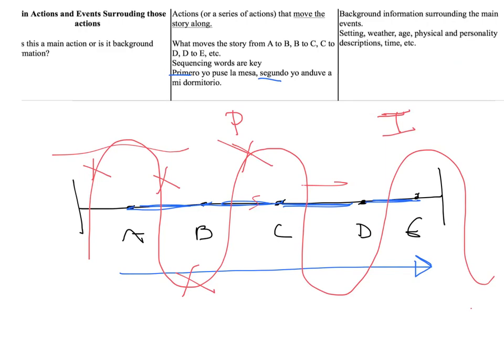The preterite is the main actions of the story that move it from point to point to point to point. And the background stuff is the imperfect. That's all that stuff that's going to surround the main actions.